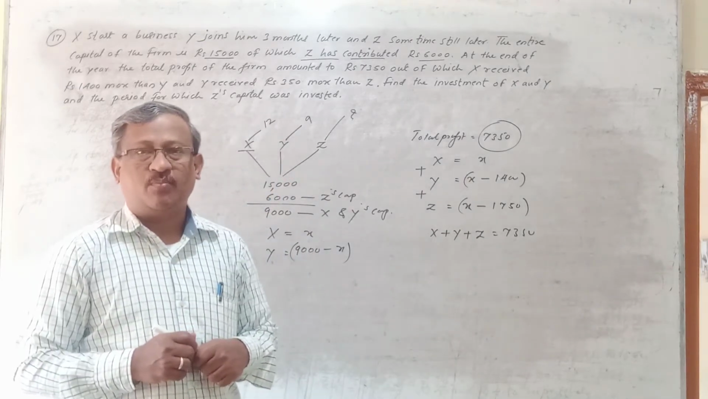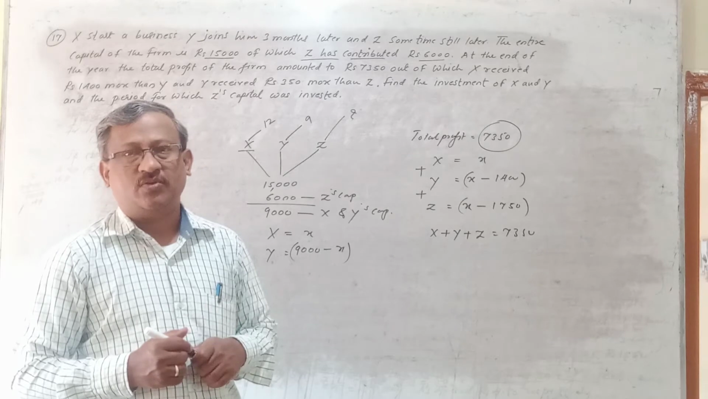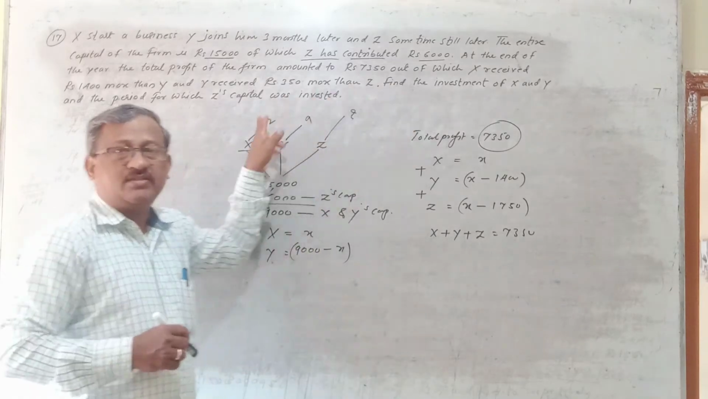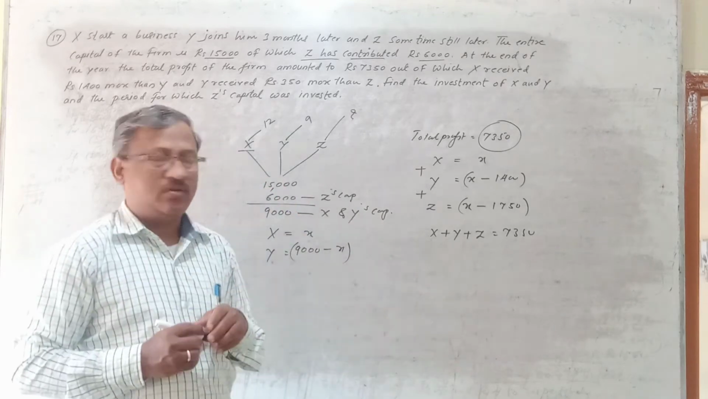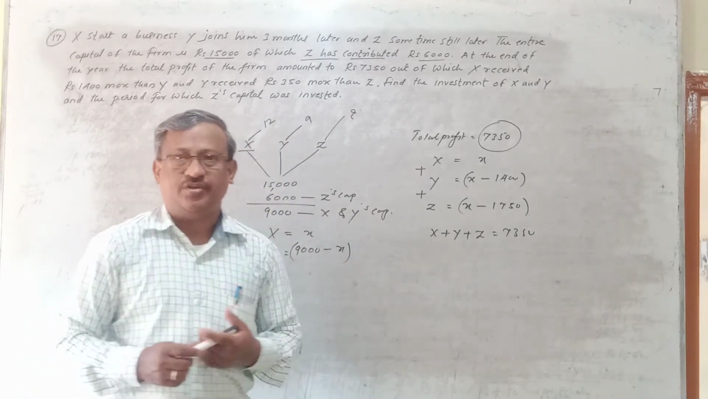And once you know the share of profit of x, y and z, we can easily find out the capital as well as the time of z. So I hope this point is clear to you all. So let's start with the solution here, right?